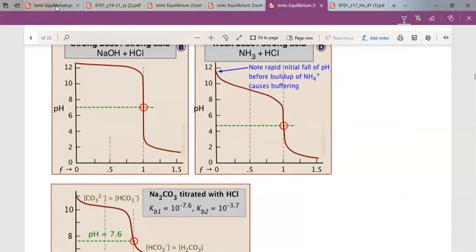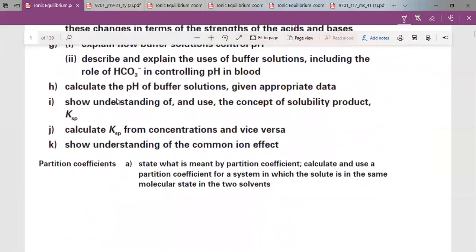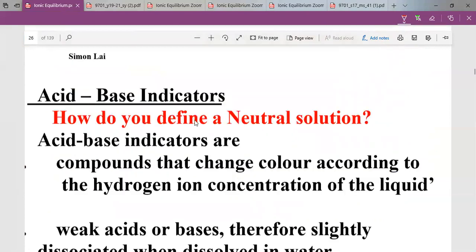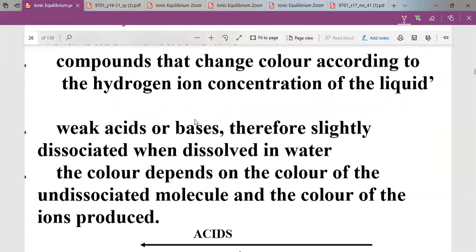So before we delay any more, let's look at what indicators are, on page 26 of your main notes. So what are indicators? They are basically weak acids and weak bases. Weak acids means what?